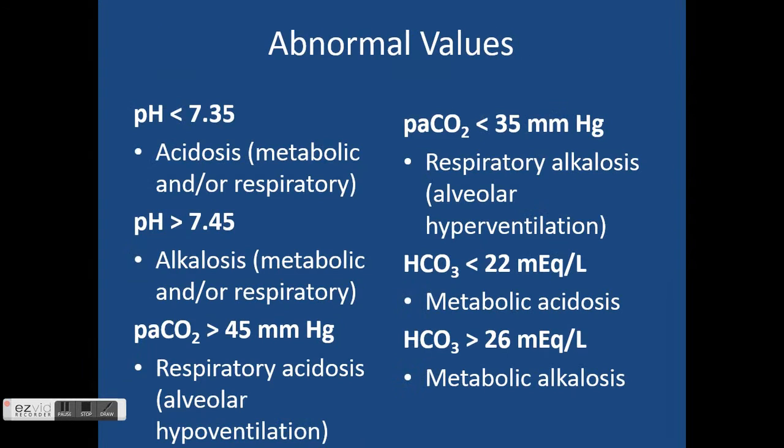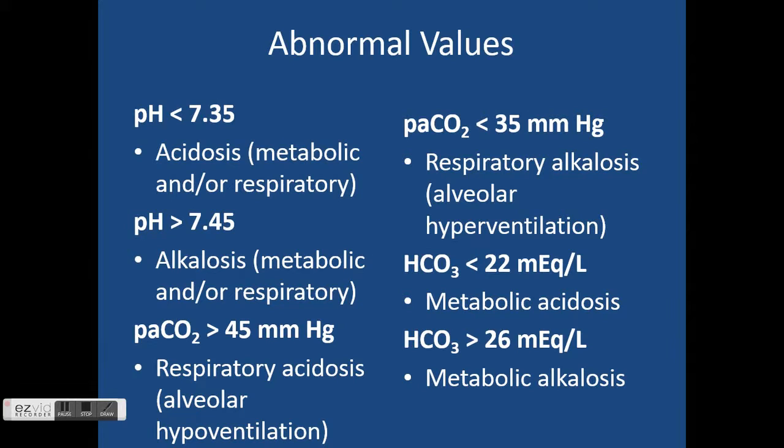As far as abnormal values, again, first you want to determine if they have an acidosis or not. So anything less than 7.35 is considered acidosis, whether it's metabolic or respiratory, it doesn't matter. If it's above 7.45, it's considered an alkalosis. Again, it doesn't matter whether it's metabolic or respiratory, it's still an alkalosis.